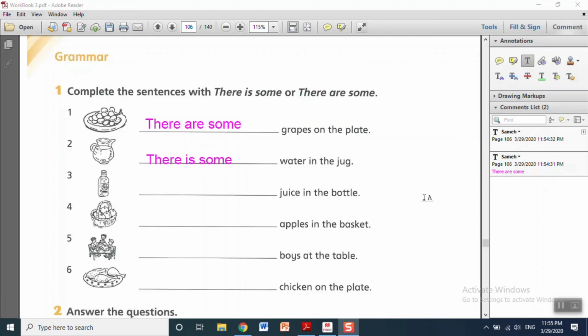Now you should answer number 3, 4, 5 and 6 in your homework, and if you have any question you can send me on WhatsApp.